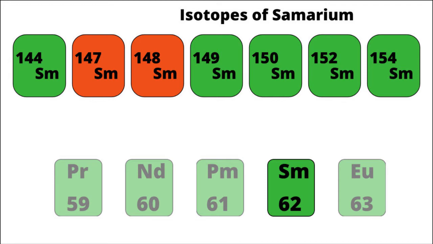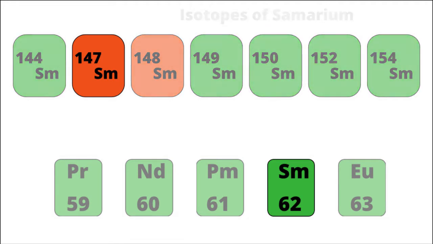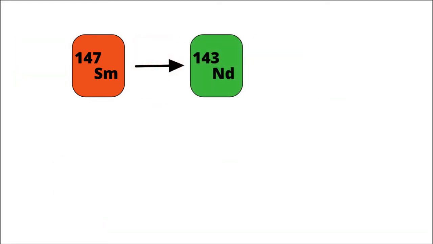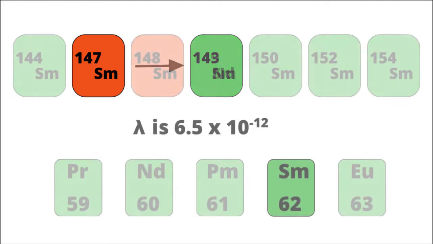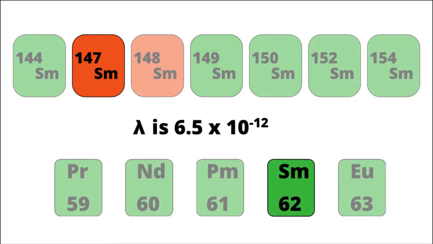Samarium has 7 natural isotopes, 5 stable and 2 radioactive. We're going to use Samarium-147. It decays by emitting an alpha particle and turns into Neodymium-143, which is a stable isotope. Its lambda value is 6.5 times 10 to the minus 12, so it has a very, very slow decay.